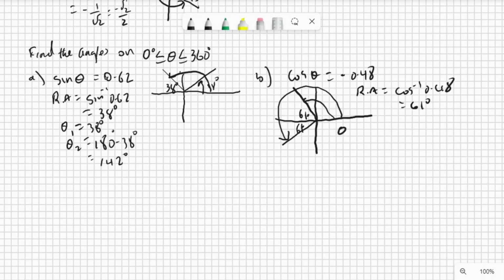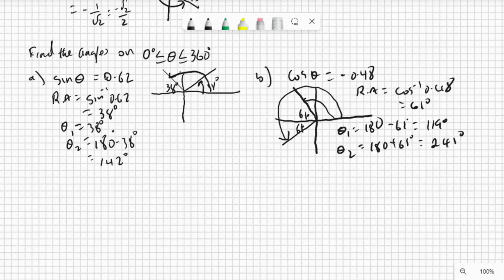So now my first angle will be 180 minus 61, because it's second quadrant, which is 119 degrees. Okay, so my second angle is in the third quadrant, which is 180 plus 61, which is 241 degrees.